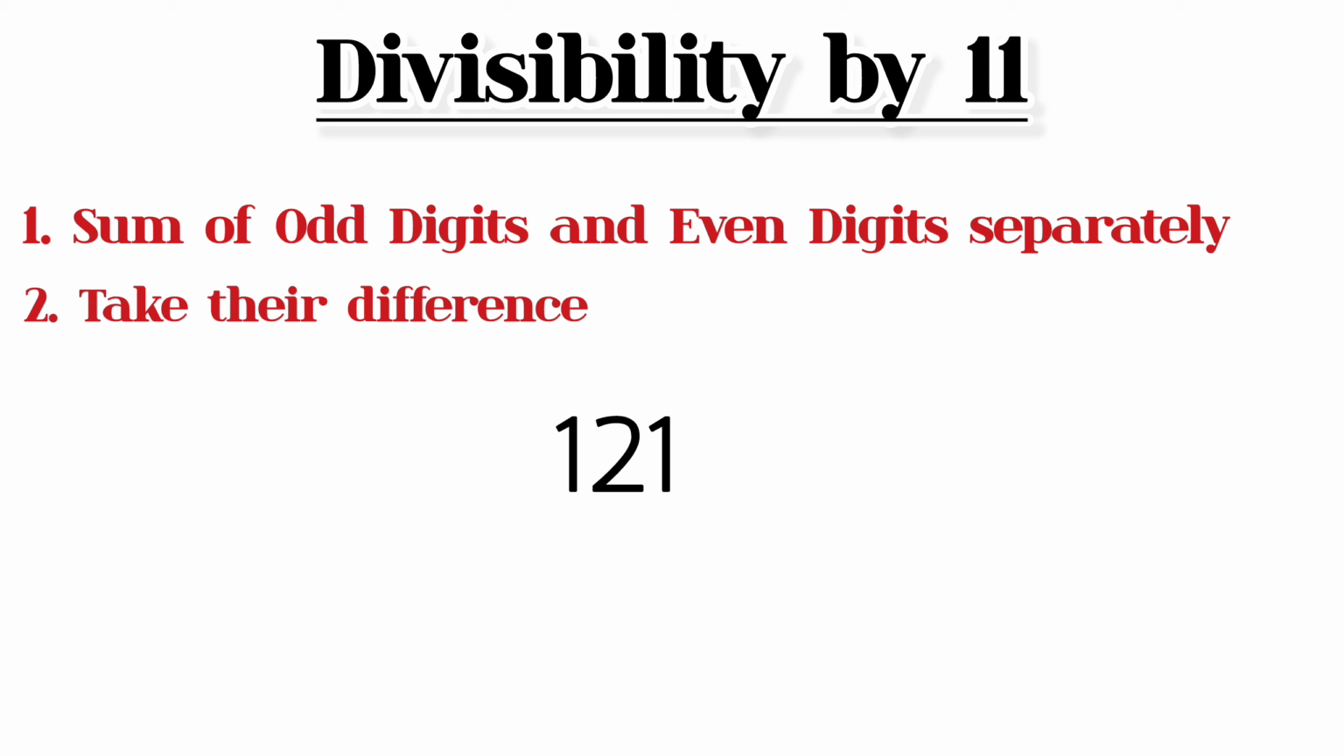For example, 121. Take sum of odd digits. 1 plus 1 is 2. Subtract it from the even digits. In this case, only 2 is there. So 2 minus 2 is 0, and 0 is divisible by 11. So 121 is also divisible by 11.